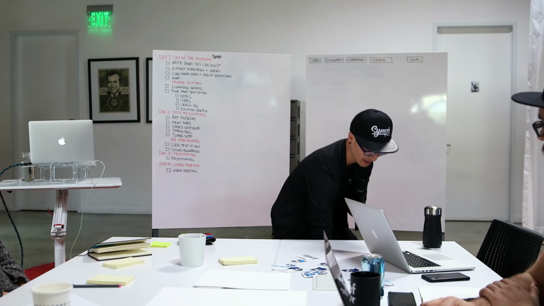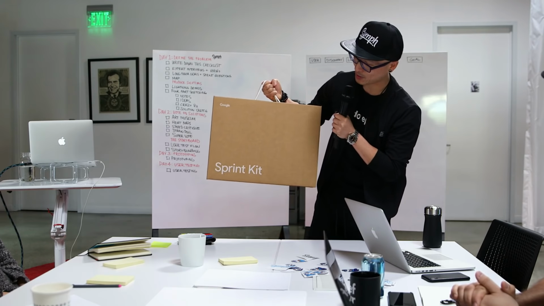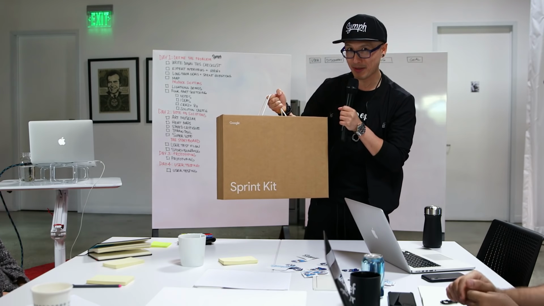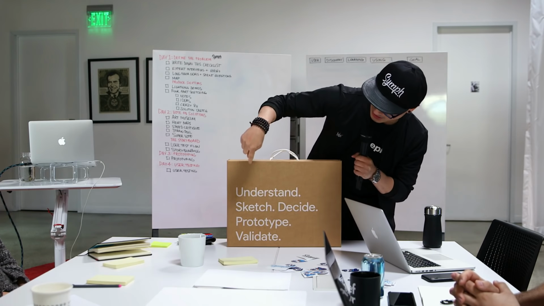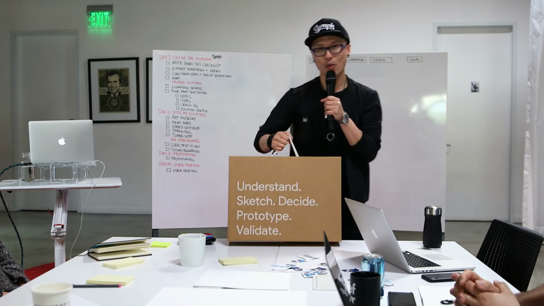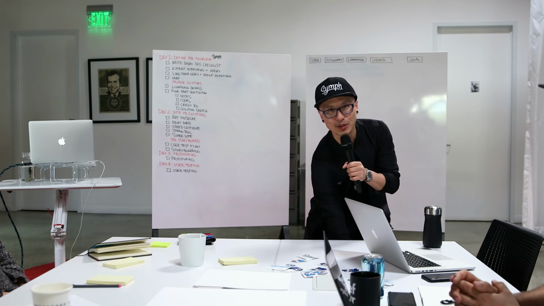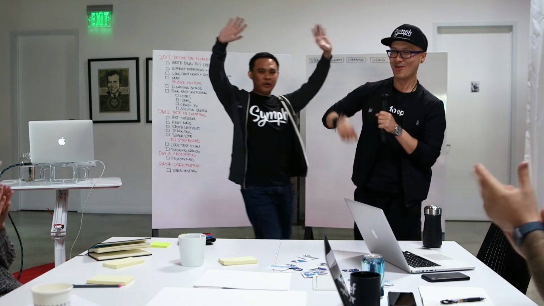And look what he brought us today. Look at this. We're going to be getting into this kit. This is the official Google Sprint Kit, which is super limited because it doesn't even exist anymore. And what we're going to be doing on the show today is understand, sketch, decide, prototype, and validate. So without further ado, I'm going to welcome Albert to come on the show. Albert Padin, everybody.